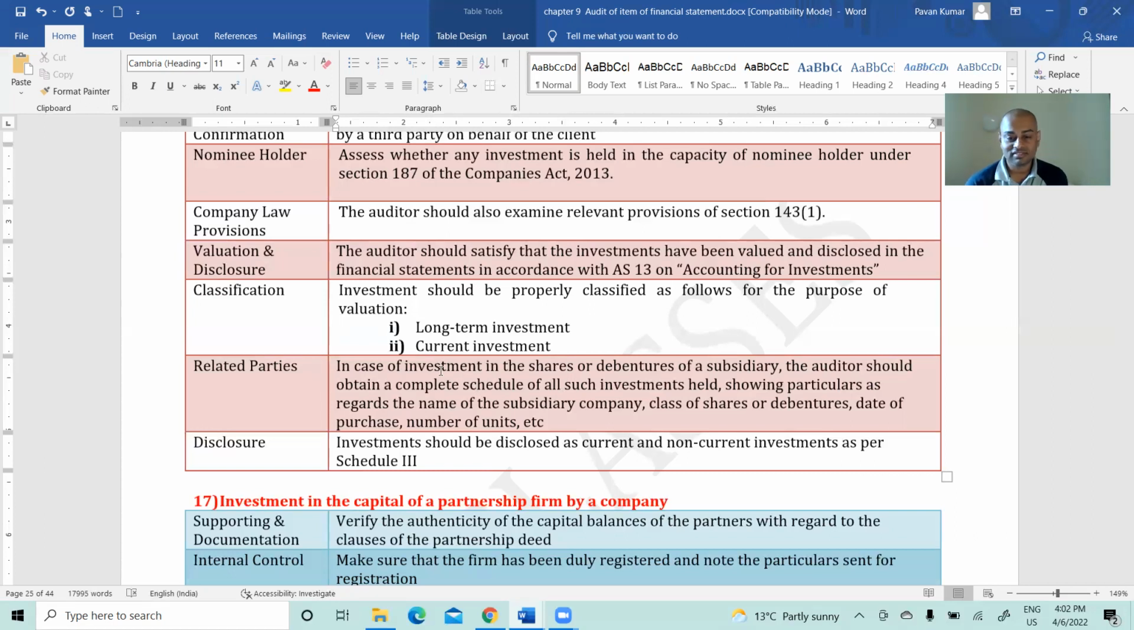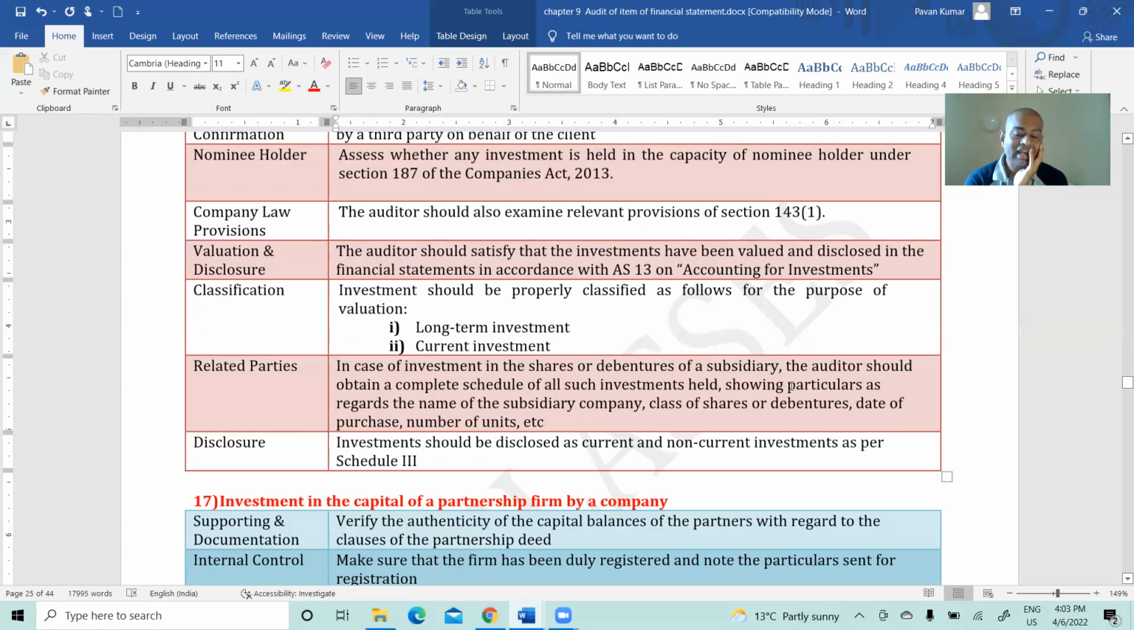Related parties. In case of investment in the shares or debentures of a subsidiary, the auditor should obtain a complete schedule of all such investments held, showing particulars as regards the name of the subsidiary company, class of shares or debentures, date of purchase, number of units, etc. So it can be subsidiary, associate, joint venture, or co-subsidiary.